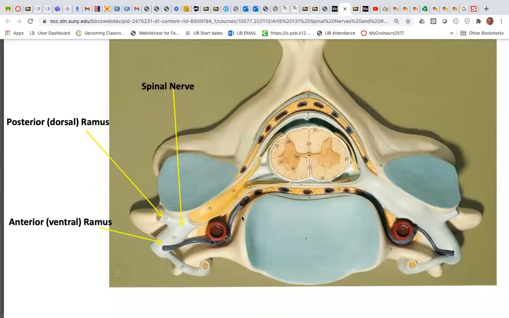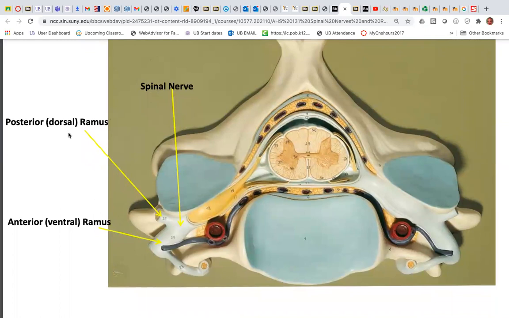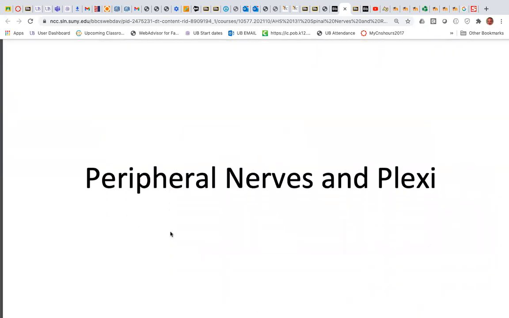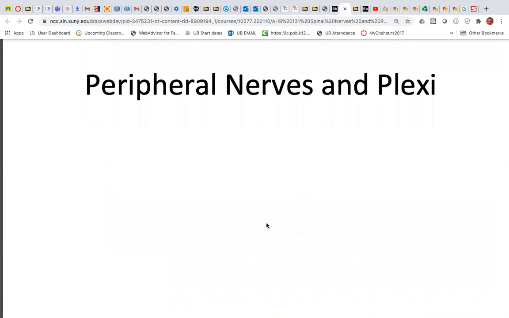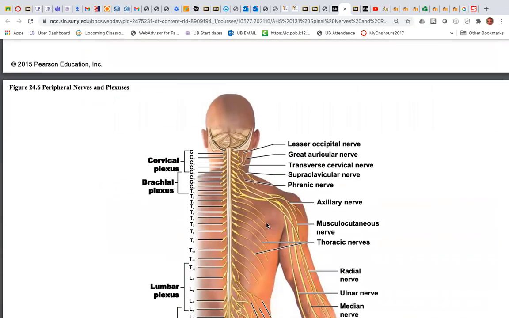And that's what this one shows here. Spinal nerve, dorsal ramus, ventral ramus. This looks like an identical slide. Okay, now we're moving on to the nerves and the plexi.